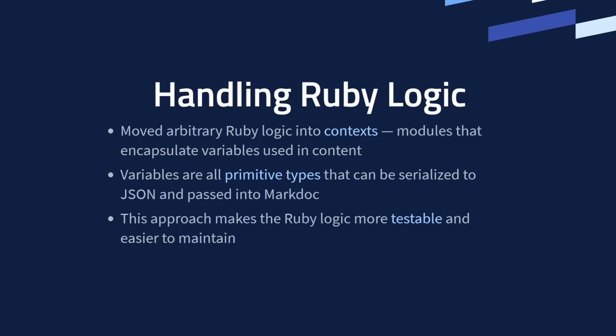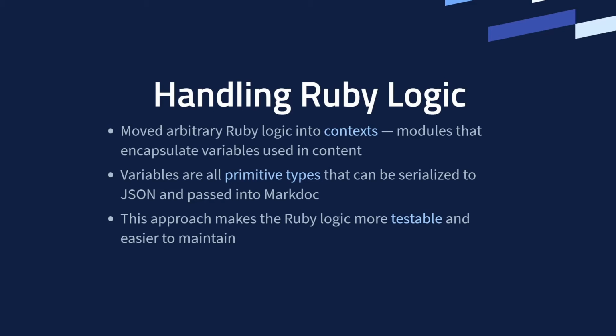So instead of one-offs, we're trying to generalize that Ruby logic into coherent functions that are grouped together in modules that we call contexts. Contexts are grouped topically, so we have one for products like billing, for checkout, and so on. The context returns a hash with variables that are all primitive types that can be serialized into JSON.